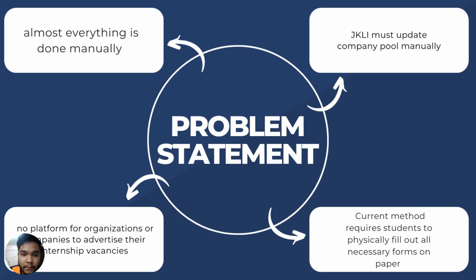The final problem statement is that JKLI must update the company pool manually. Every semester, the Industrial Training Committee manually updates the pool of companies and organizations in the current ITS. Certain companies get blacklisted from UTM while some companies may change the details of their company. It can be a hassle if this has to be done repetitively every semester. So, as a summary, we approached Dr. Nis on how the current ITS can be improved.